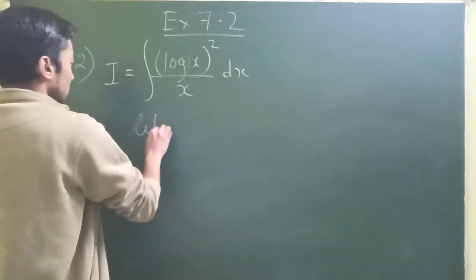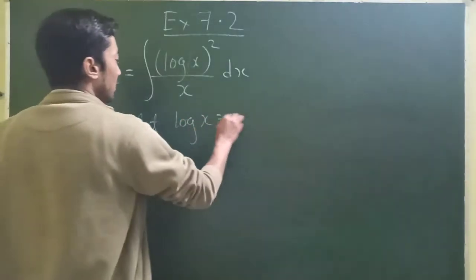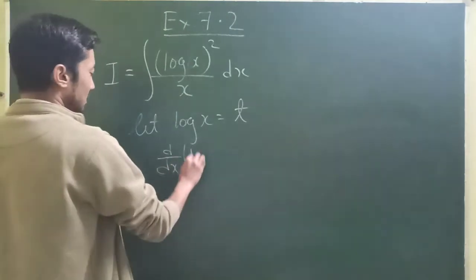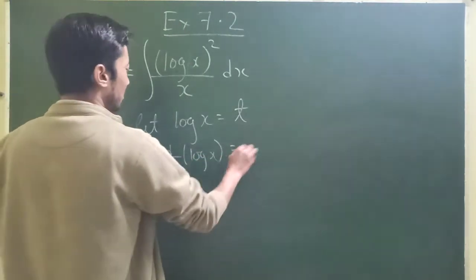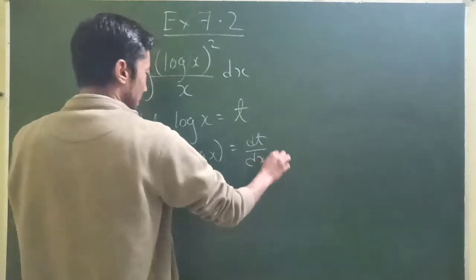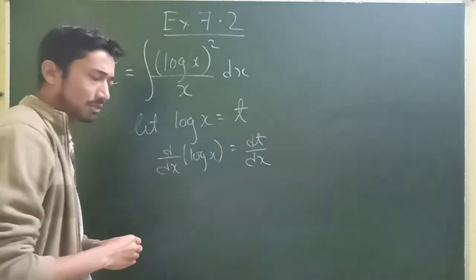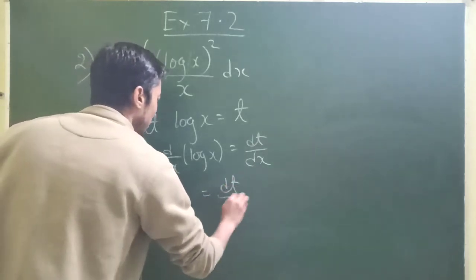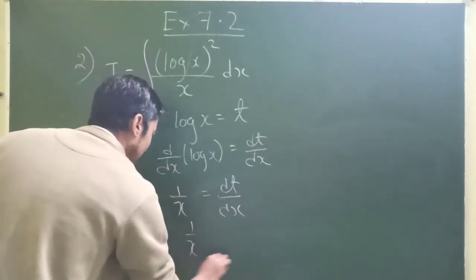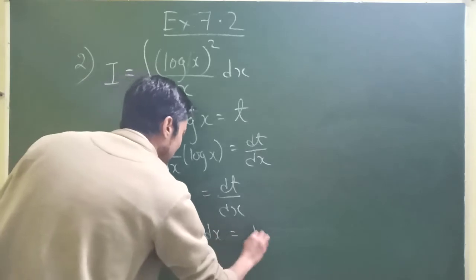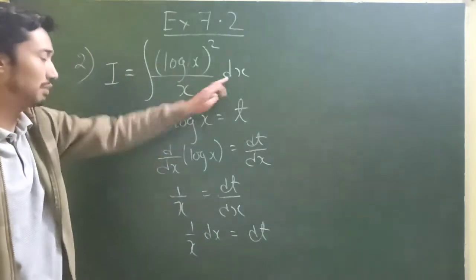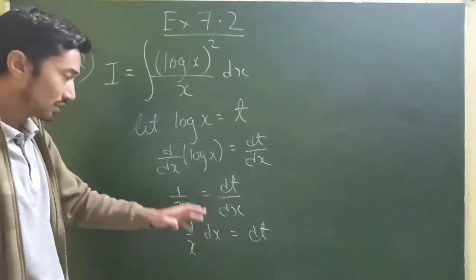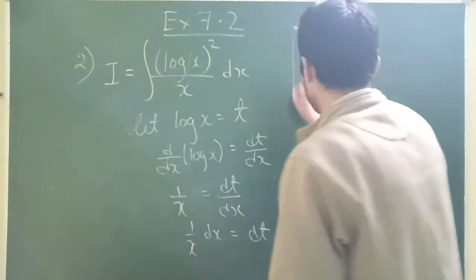So what we can do is let log x be t, because if we differentiate, the derivative of log x is 1 by x. I will not be writing this sentence anymore, just for this first problem, as a revision. So (1 by x) dx equals dt. So I have to replace this, and then I can go for the substitution.